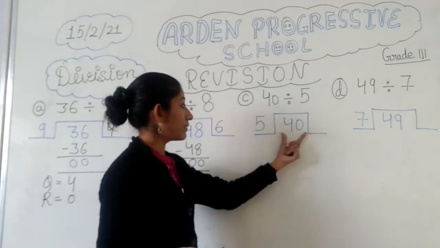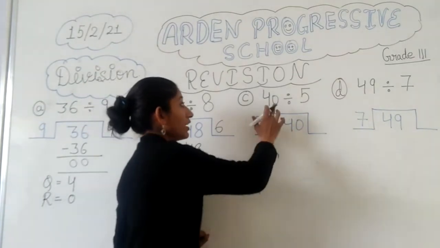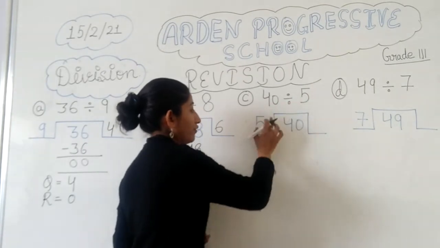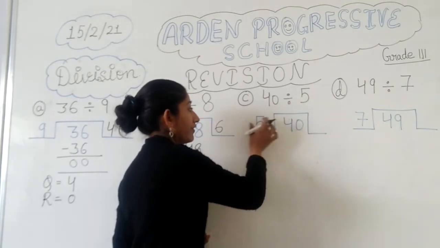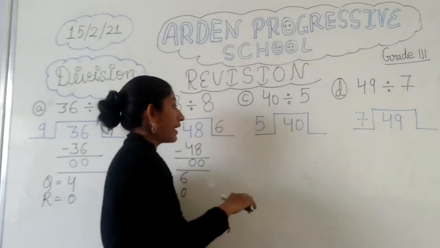Now apply the same thing for 5 and 40. This is 5 and this is 40. 40 divided by 5. So 40 is the greater number we have written here. 5 is the smaller number we have written here. Now we have to divide 40 by 5.